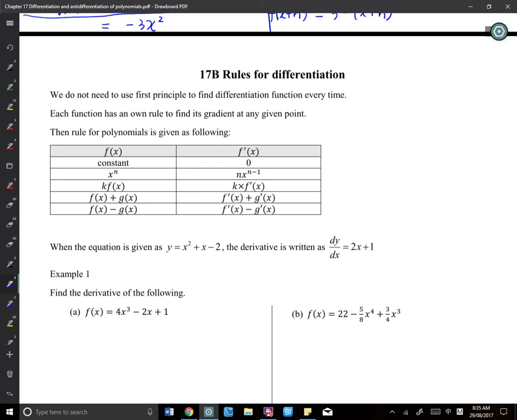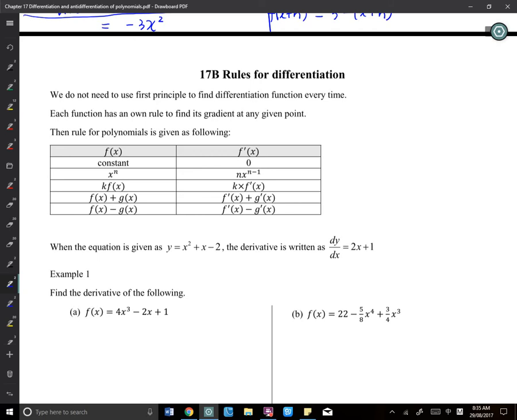If it's to the power of 3, yes, we can still do it. If it's to the power of 5, we need to expand and then cancel and then divide by h and substitute h to 0. To the power of 5, no, we are not going to do that. It's too difficult to do. What we're going to do is learn the rule for it.